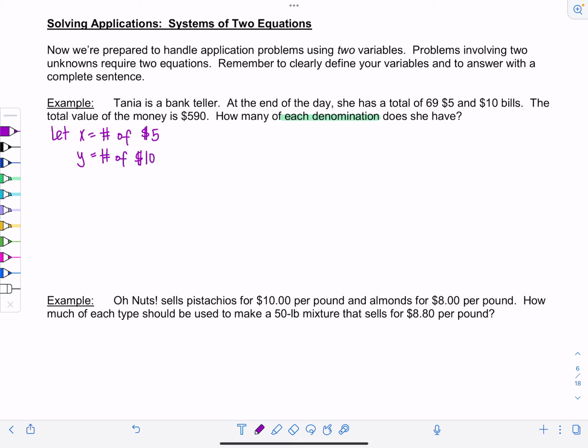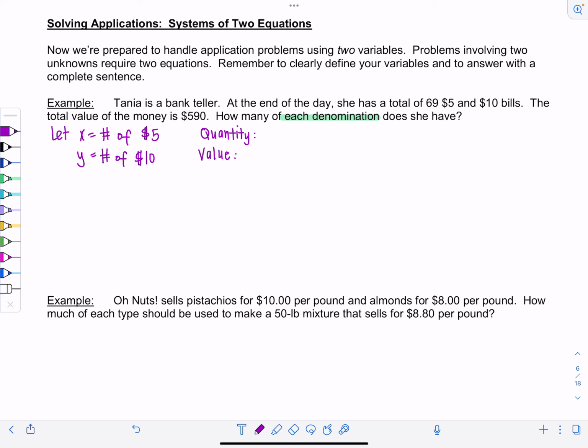And I'm going to clue you into a pattern that appears when solving a lot of these applications for systems of equations. One equation is going to deal with the quantity of items, and the other equation will deal with the value. So let's look at what exactly I mean. Quantity equation versus value equation. We need both. Quantity is just talking about how many bills Tanya has.